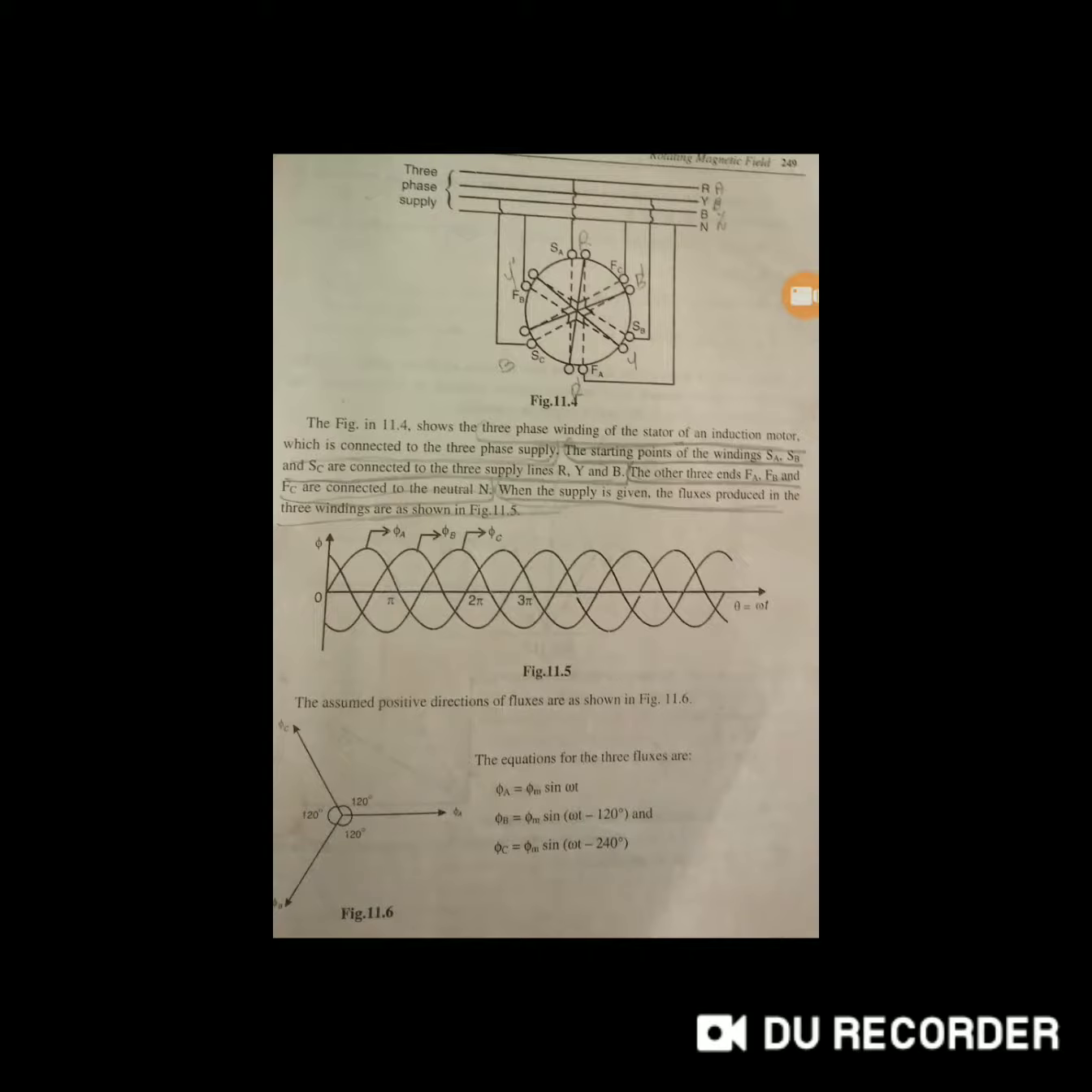If you see the third one, phi C, it is phi m sine omega t minus 240. You can write minus 240 also, or you can write plus 120 also. Both are the same. So these are the three equations. You should remember these equations because we need to see the rotation of the magnetic field with respect to different angles. Here we'll see 0 degrees, 60, then 120 and then 180.